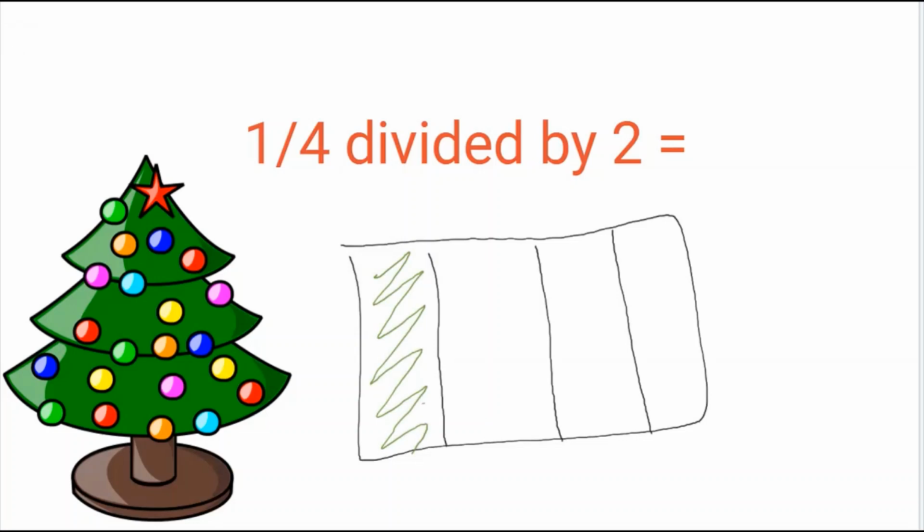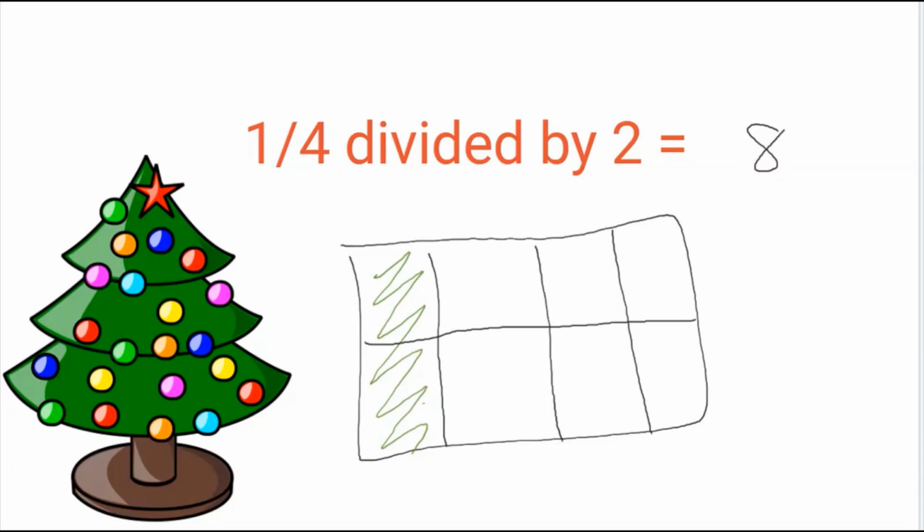Then you're going to look at the divisor, and you are going to break apart your rectangle into that many parts. So now that you've broken apart your rectangle as many times as you need to, you're going to count each square. So we have 1, 2, 3, 4, 5, 6, 7, 8 squares. So your denominator would be 8.